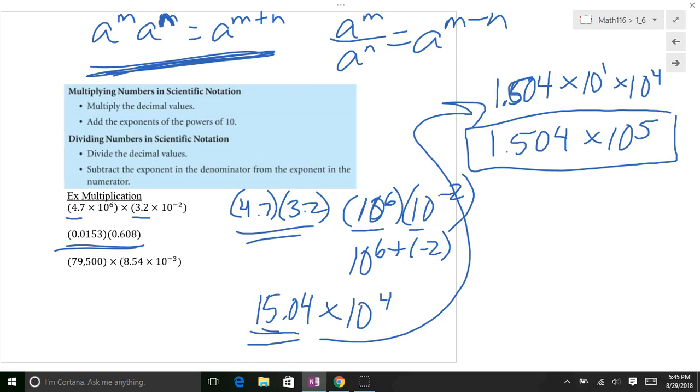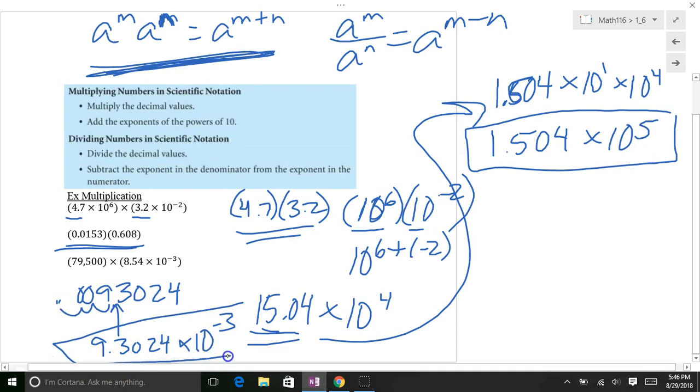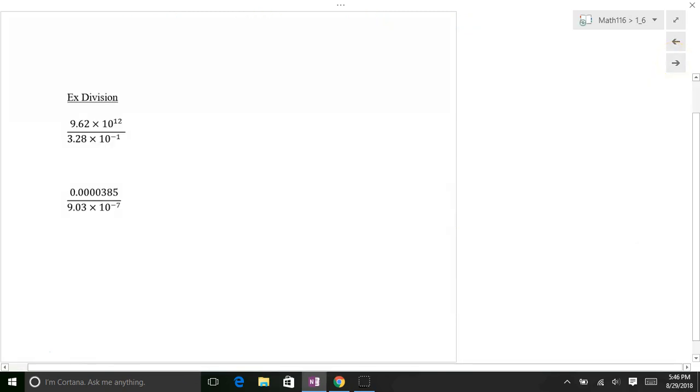So if I multiply those two, I get 0.009324. And now I just have to make sure I put the decimal where it needs to be between the 9 and the 3. So 9.3024, I move that 1, 2, 3 times. So negative 3, because you have to move it back left 3 to get back to where you were. Okay, so that's kind of what you want to think about on these ones.